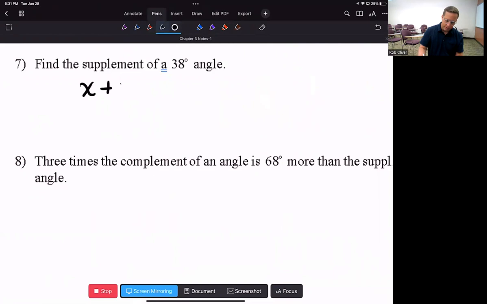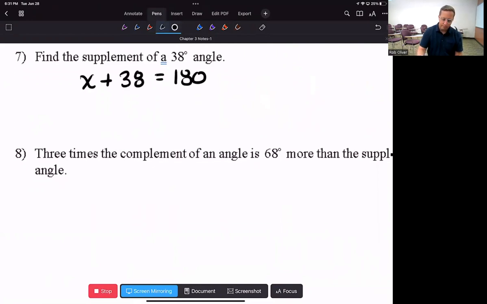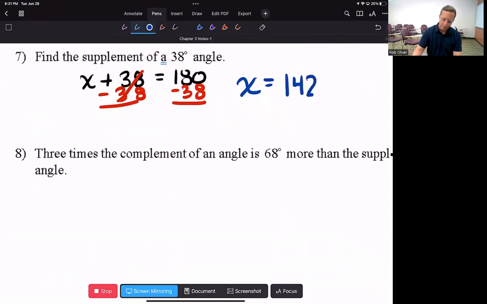So x plus 38 equals 180. Subtract 38 from both sides. Those go away, and now we have it. x equals 142 degrees.